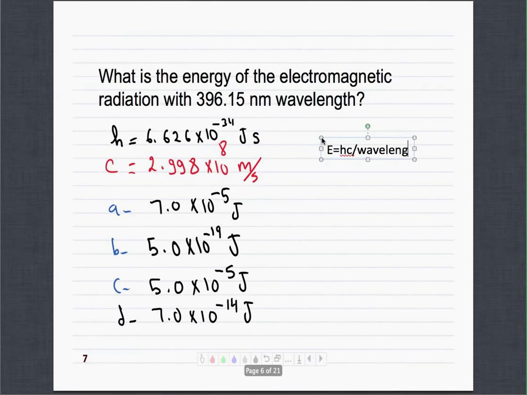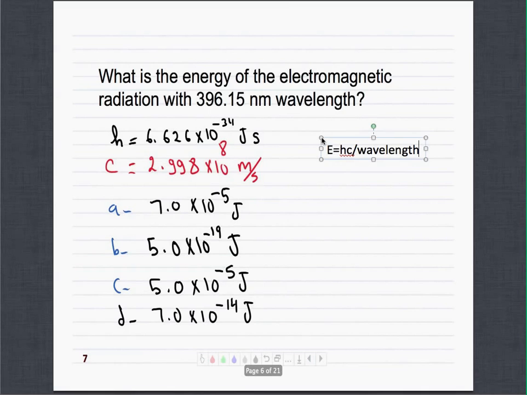So the h, which is Planck's constant, is 6.626 times 10 to the minus 34 joule second, multiplied by 2.998 times 10 to the 8, which is the speed of light, in meters per second, over lambda, which is 396.15 nanometers, now converted to meters. And the energy would be 5 times 10 to the minus 19 joules.